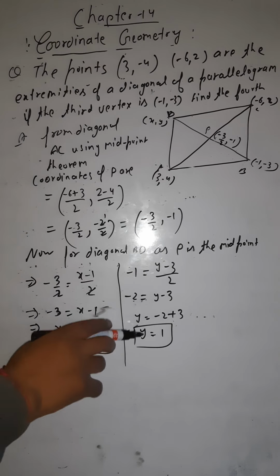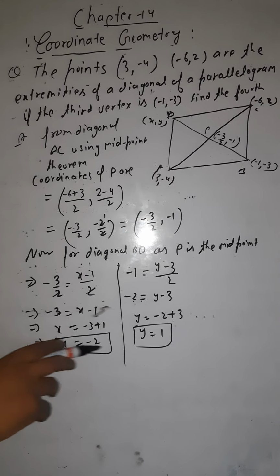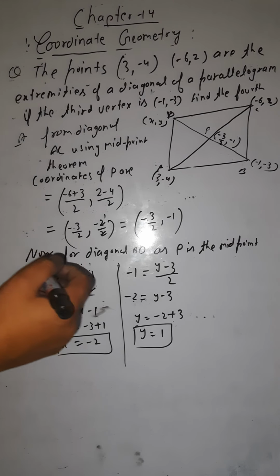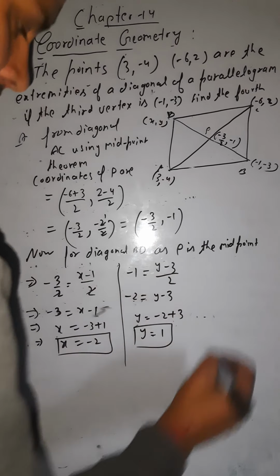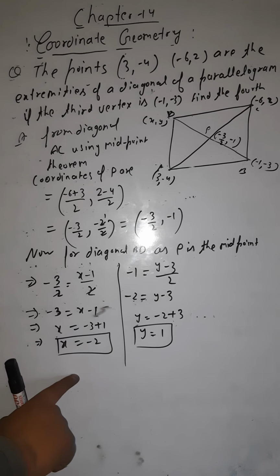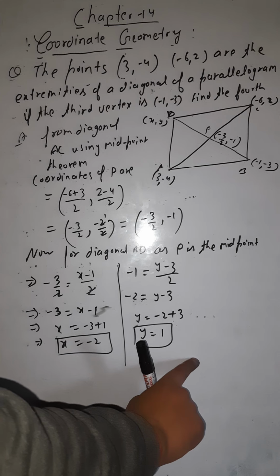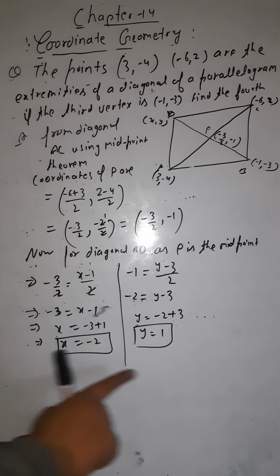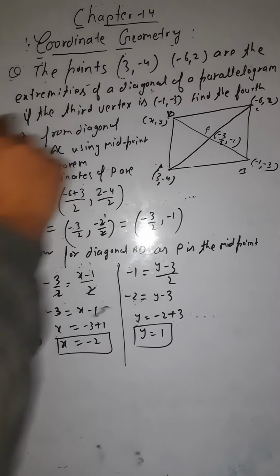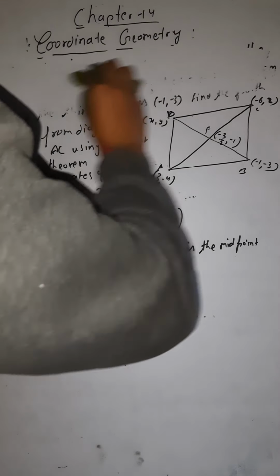So this would be the fourth vertex we had to find out. The fourth vertex is minus 2 comma 1. Where should I write this? Write it down here. Hence, the coordinates of the fourth vertex are, in brackets, minus 2 comma 1. So this is how we will solve this question. Now let's move to the other one. Let me erase this.